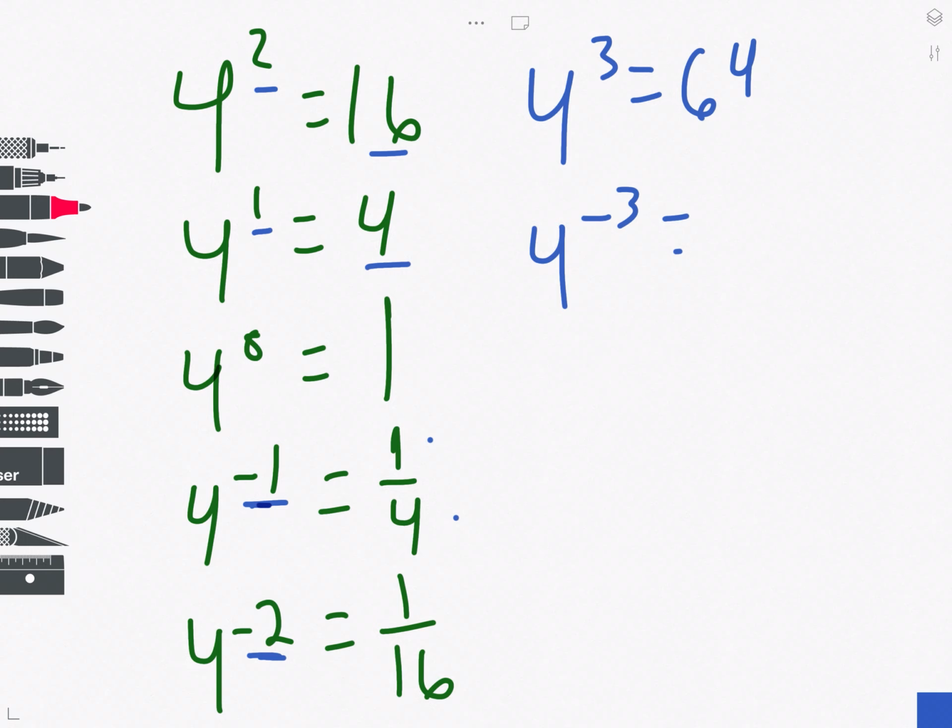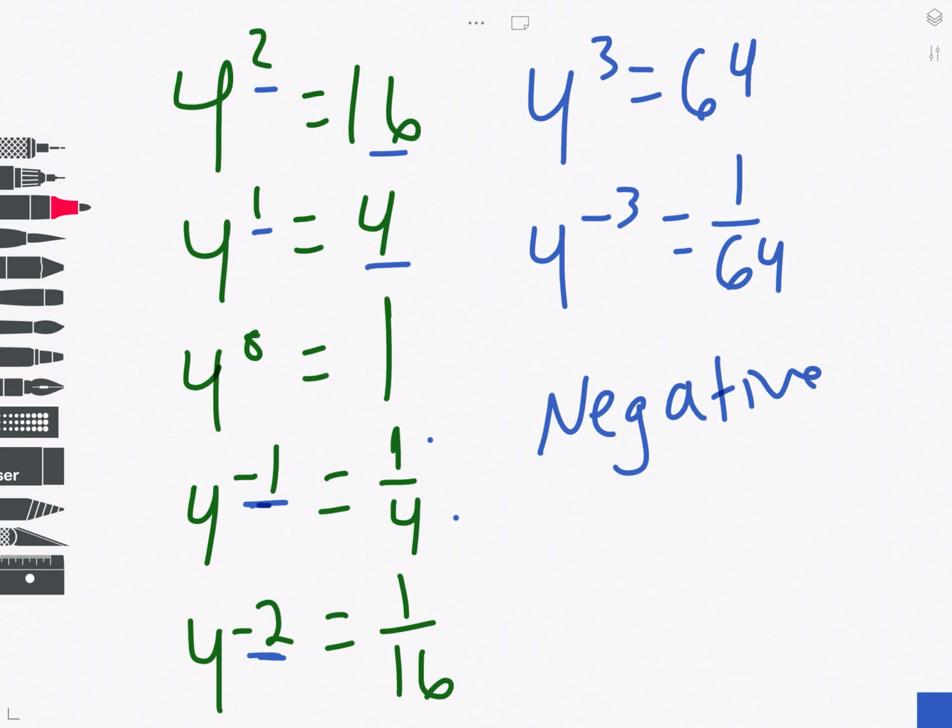Take a minute, think on that. Okay, that was enough time, hopefully. You could pause if not. It's 1 over 64. So a negative exponent basically flips it over. You're dividing by it instead of multiplying. As we've talked about before, a negative basically means the opposite.